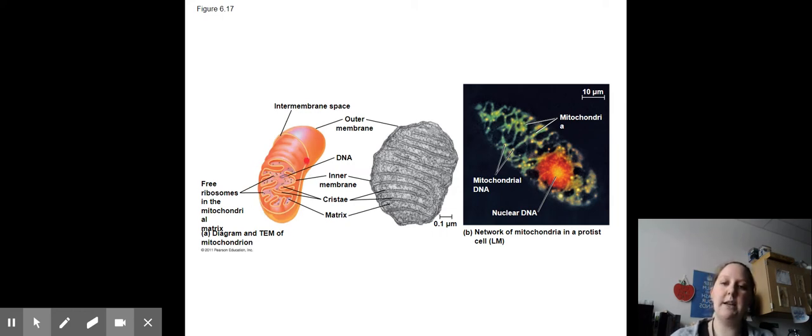And then that inner membrane space is where a lot of our metabolic processes are performed, such as cellular respiration.